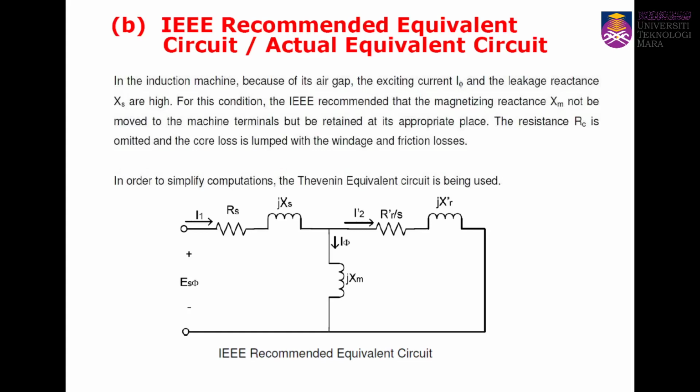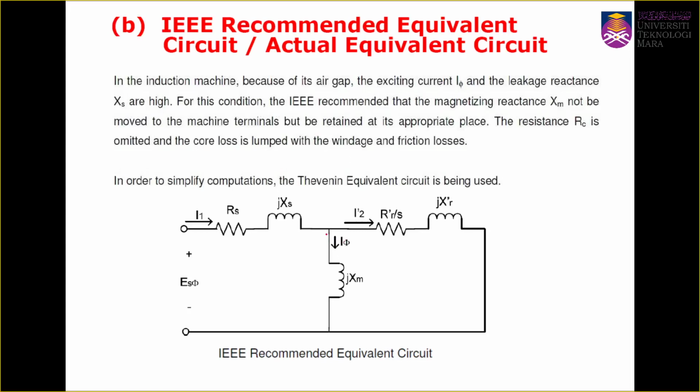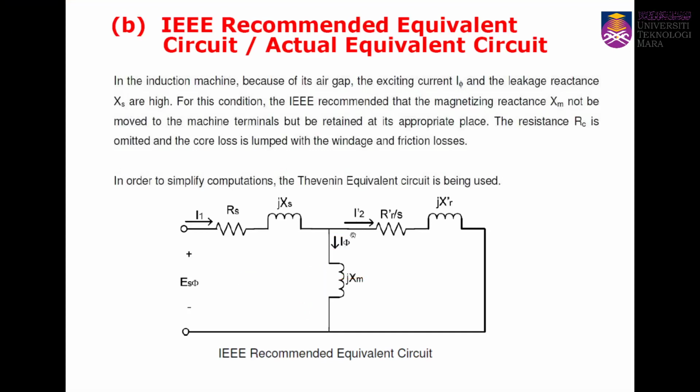Just now, I've shown you the approximate equivalent circuit, isn't it? But if you can read this, the core current and leakage current are high because the current here is very high. Normally, it's about 30% of the I1. Okay, so you cannot simply neglect that. You cannot do the approximation to do that. So you have to maintain the magnetizing reactance in the branch, and then you have to do the analysis.